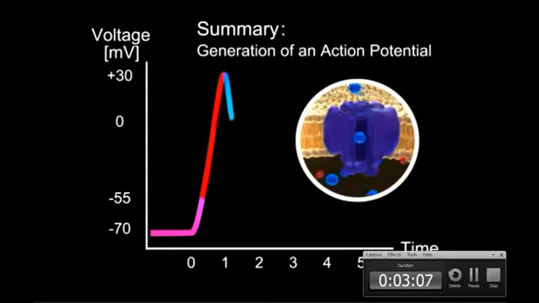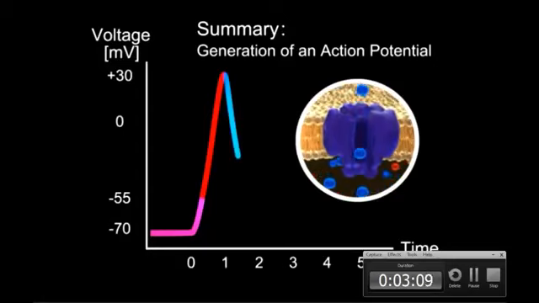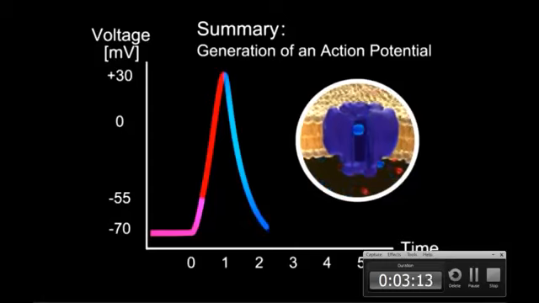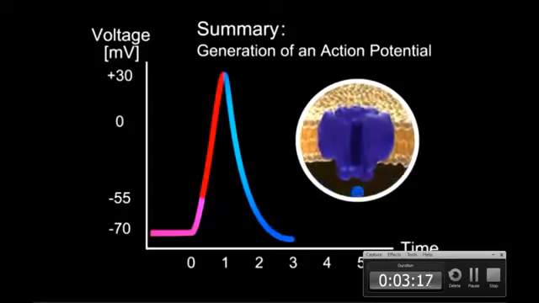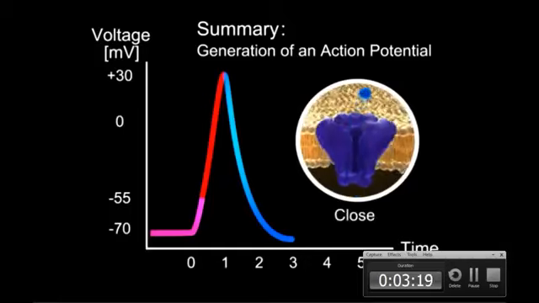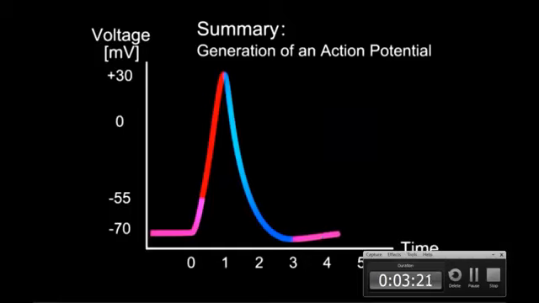Potassium ions diffuse out of the axon, repolarizing it to a negative value. The membrane potential briefly hyperpolarizes. Voltage-gated potassium channels close, and the membrane returns to the resting state of minus 70 millivolts.